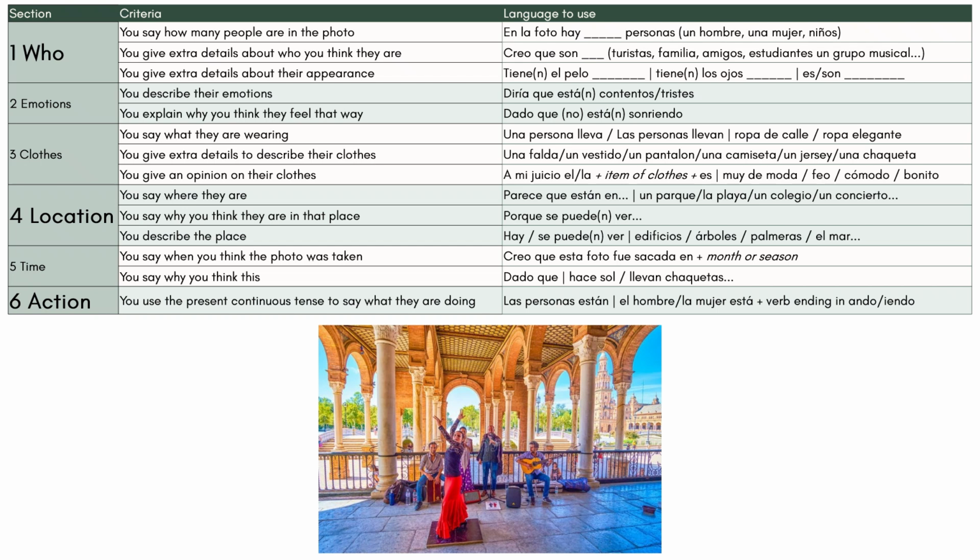So again, pause the video, write your description, and if you want to type your description into the comments, then I can have a look and give you some feedback.